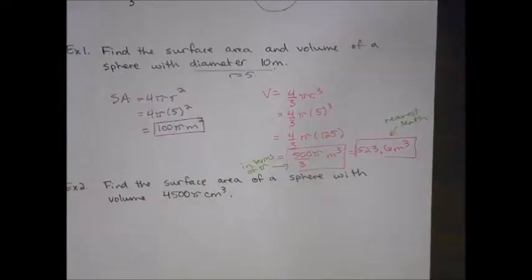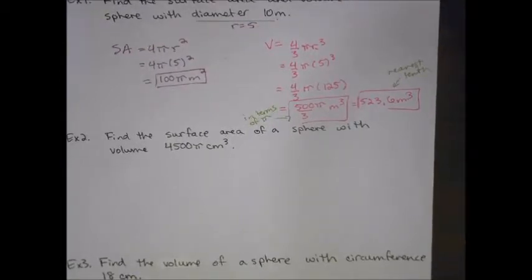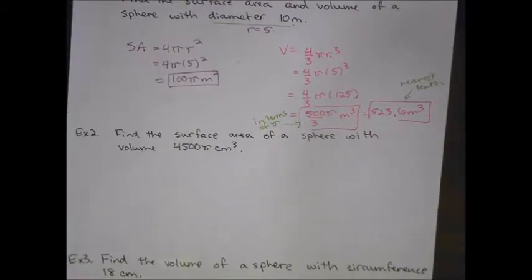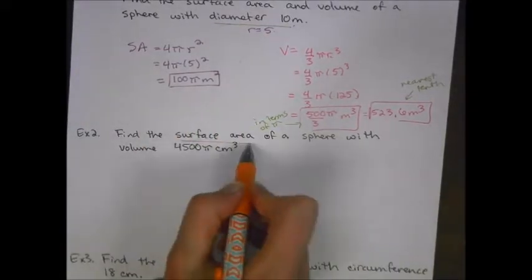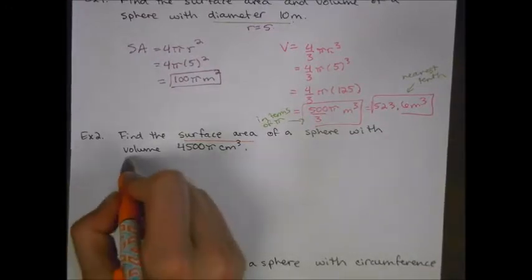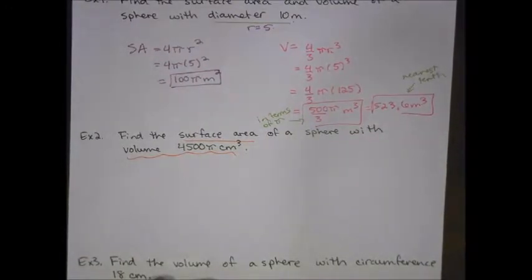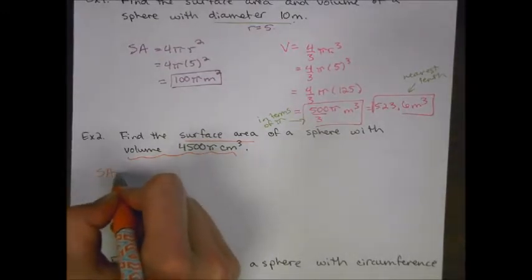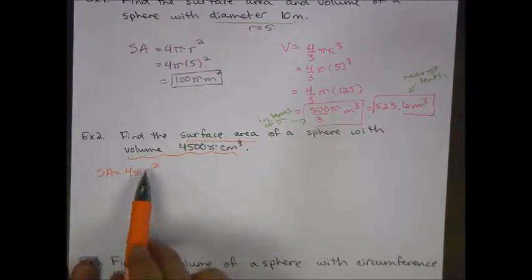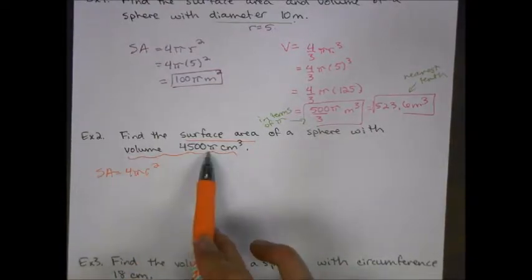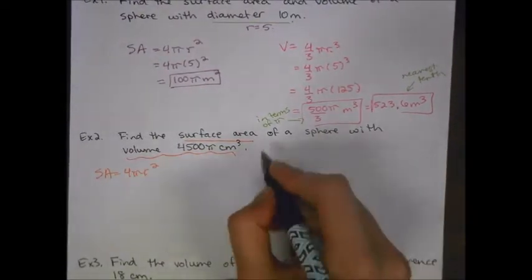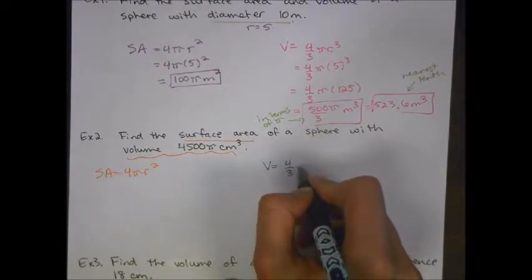Example 2. Write it down. Go ahead and read this. Find the surface area of a sphere with volume of 4,500 pi. We know surface area is 4 pi r squared. We need the radius. They didn't give us the radius, though. They gave us the volume. Volume is 4 over 3 pi r to the third.